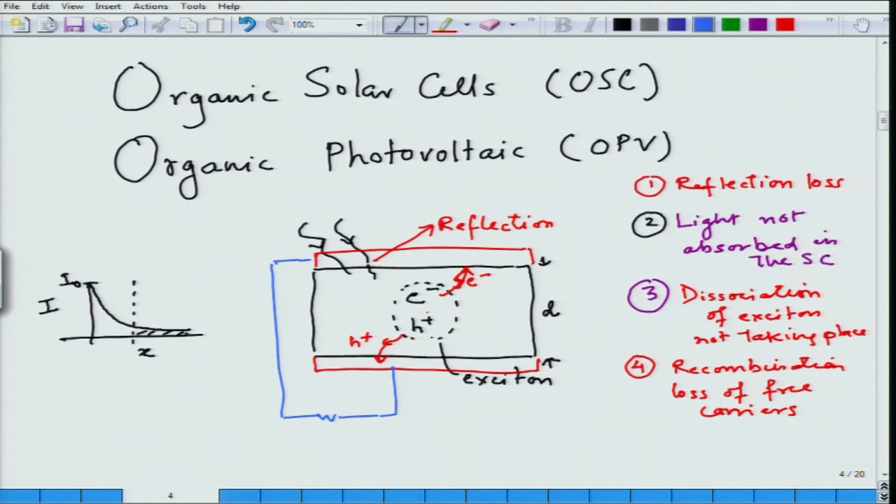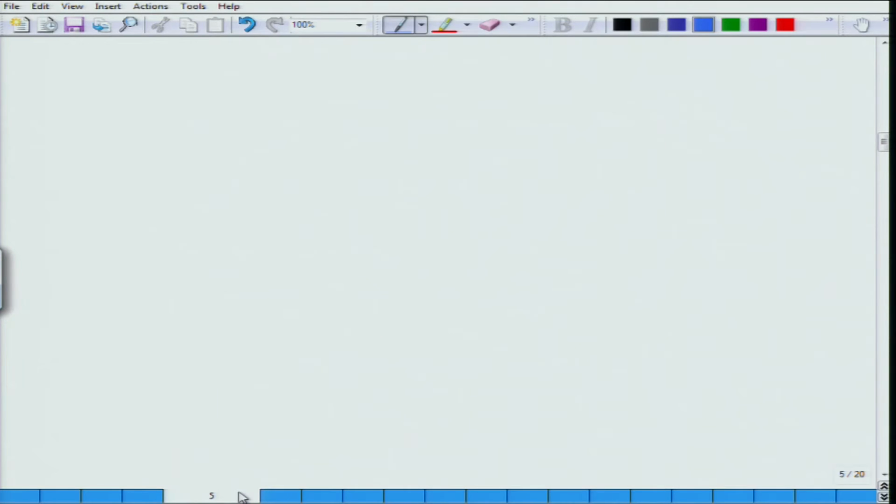Now, in order to understand what the issues in the organic solar cell are, let us understand the difference between the excitons in the organic and the inorganic semiconductors. If we look at the challenges, the first two challenges of organic solar cells are the same for inorganic and organic, which are coupling of the light and how much absorption is done.